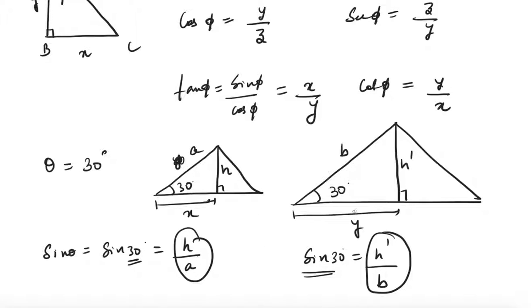That is how the triangle increases. If suppose I knew h, a and b, then I can easily calculate h dash by equating both of them. Or if I know any three sides, I can calculate the fourth one based on the concept that this ratio remains the same. Whatever the triangle is, if the angle is fixed, the trigonometric ratios will remain the same.